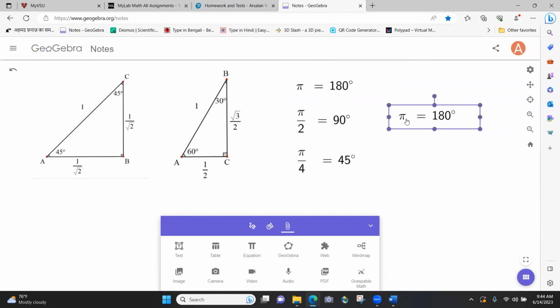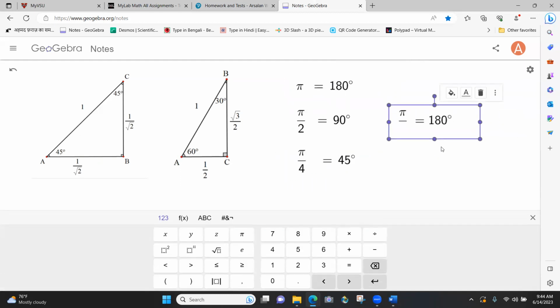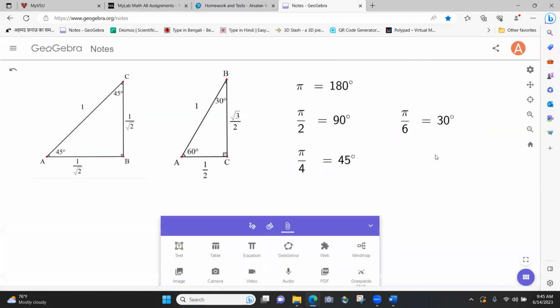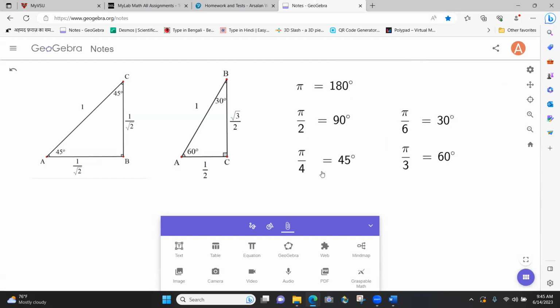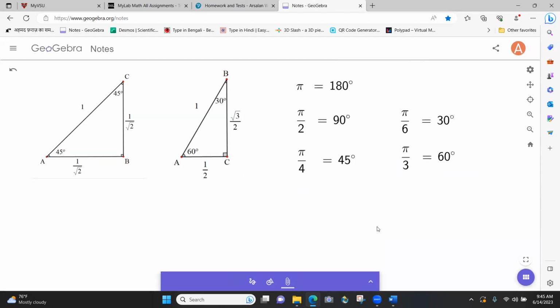Pi over 3, or let's say pi over 6. If you divide 180 by 6, you're going to get 30. And if you divide pi by 3, you're going to get 60. So you really want to know these basic relationships. They're easy to establish because we know pi is 180 degrees, and you'll go back and forth. Sometimes you're going to see this, sometimes you're going to see this.